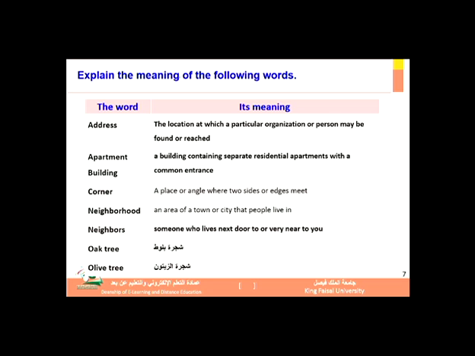So basically somebody who is living closer to my flat or closer to my house is what I call my neighbor. According to the definition, the word neighbor refers to someone who lives next door to or very near to the person who is speaking or giving the explanation. These are two types of trees. That's the oak tree, which is shajar balut, and the olive tree, which is very famous. So olive tree and oak tree, shajarat zaytun, as you can see.